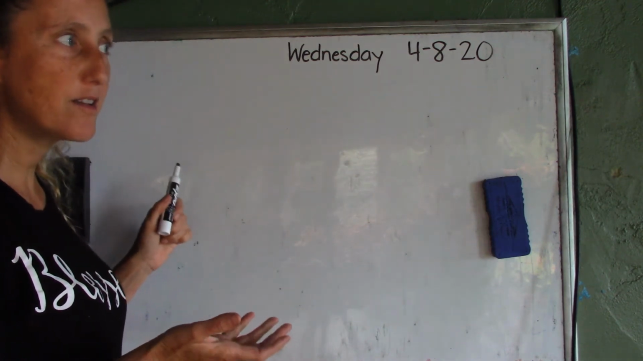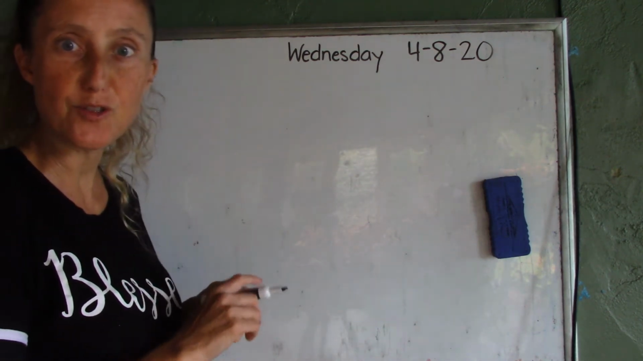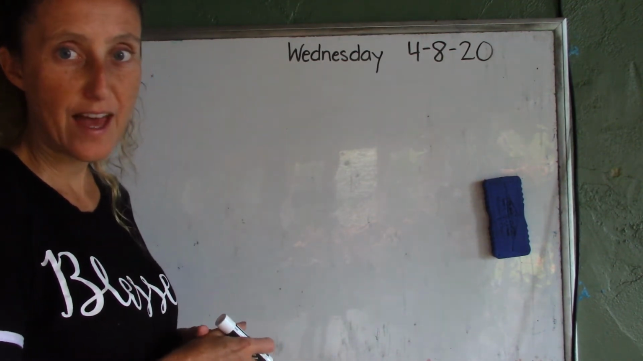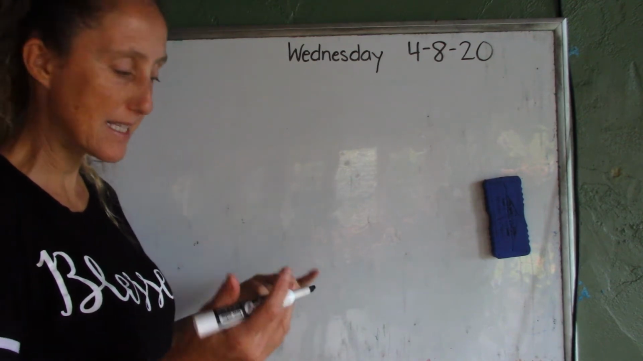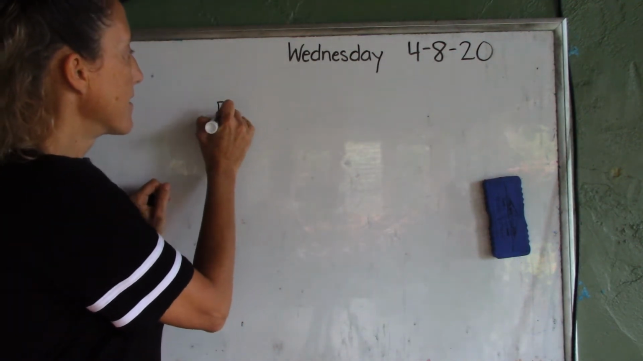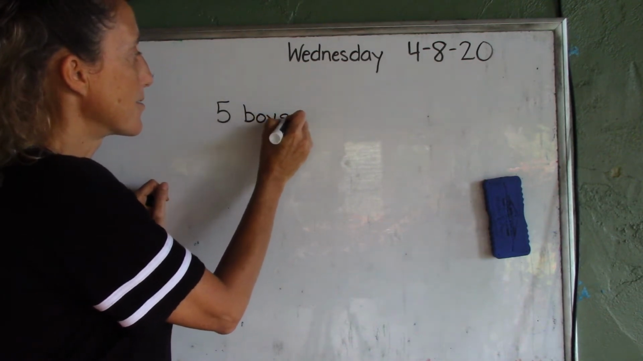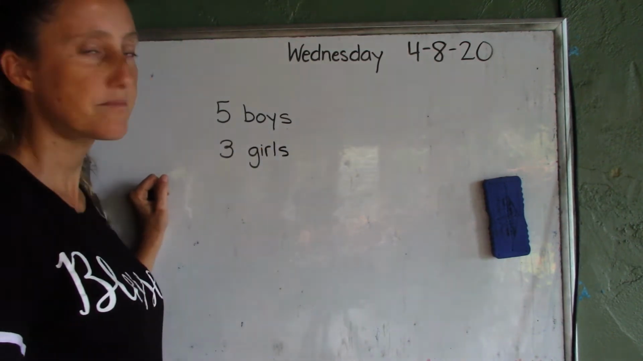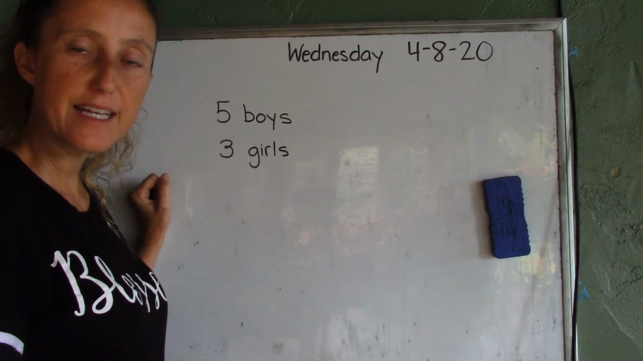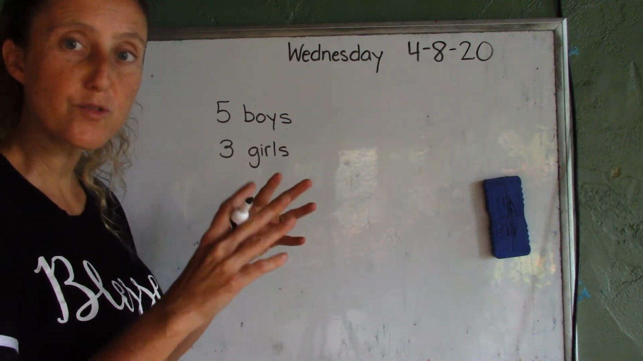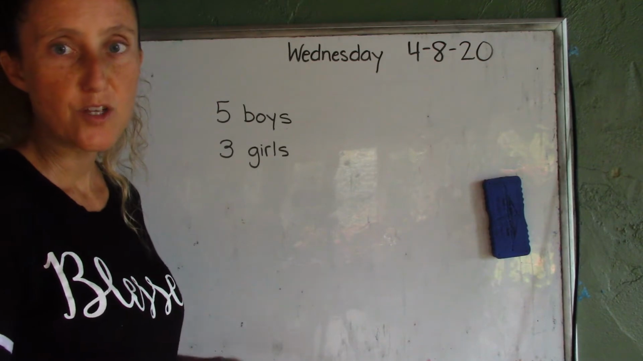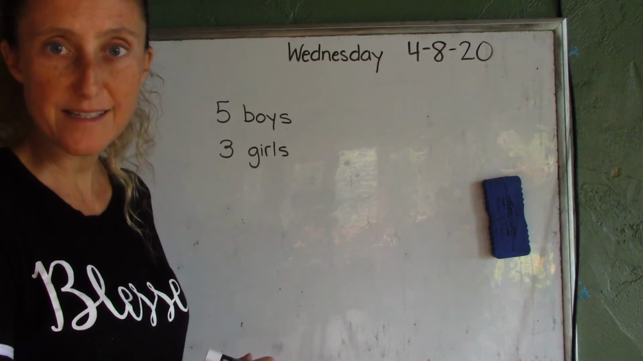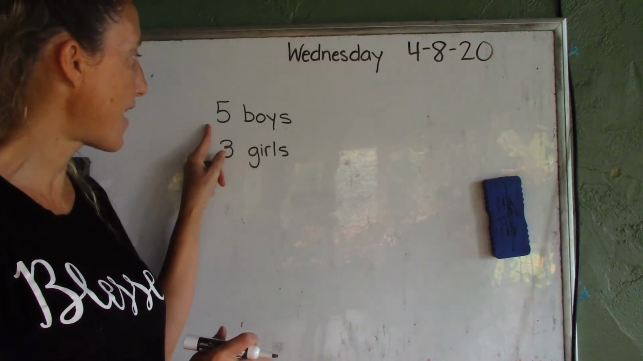Now, I have a question for you. Let's say that you all live close enough that you can ride your bikes to school. That would be pretty cool, right? But we're going to pretend that some of you rode your bikes to school, some of you didn't. Let's say that 5 boys rode their bikes to school and 3 girls rode their bikes to school. So my question is, how many kids all together rode their bikes to school? Is that a plus or a minus question? You're right, it's a plus. We have to add them together. So we're going to add 5 plus 3.